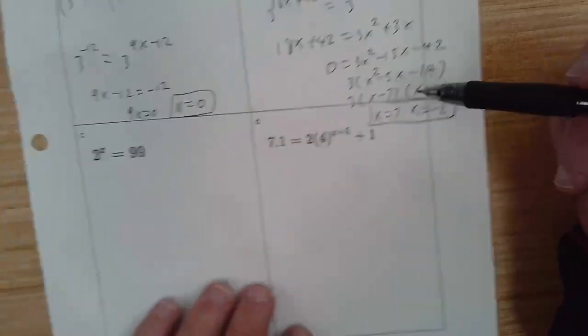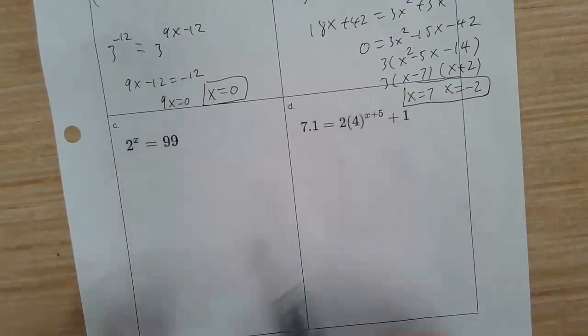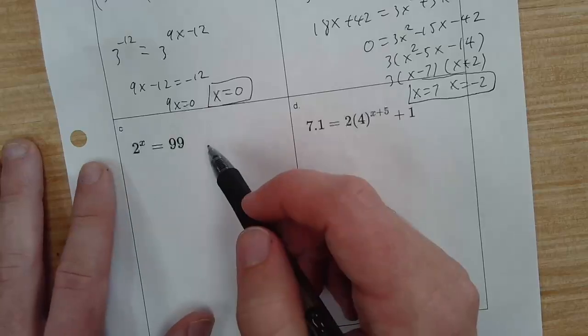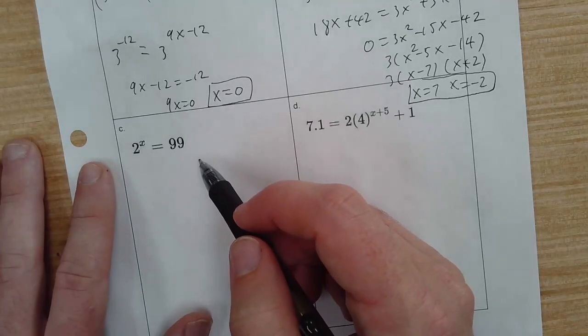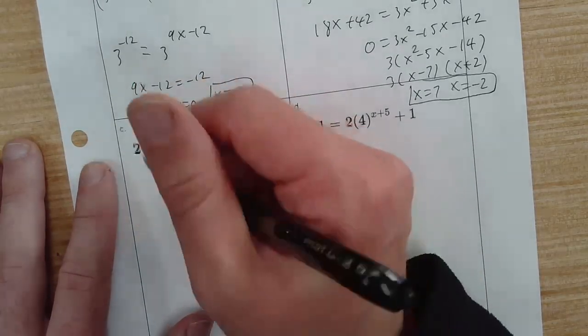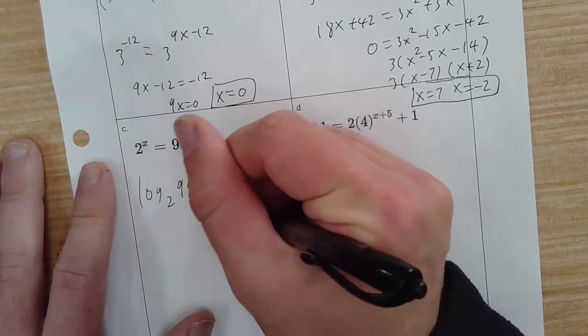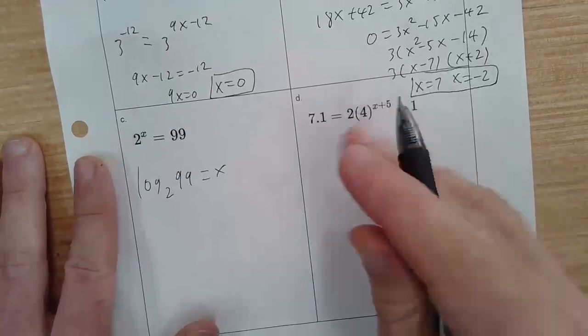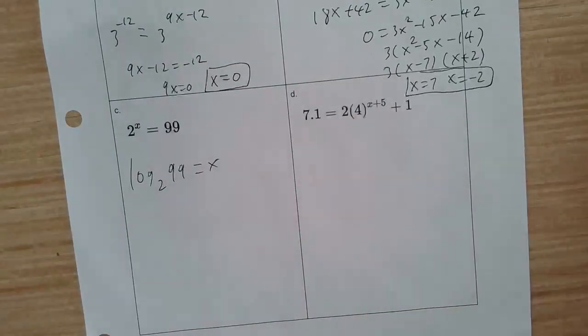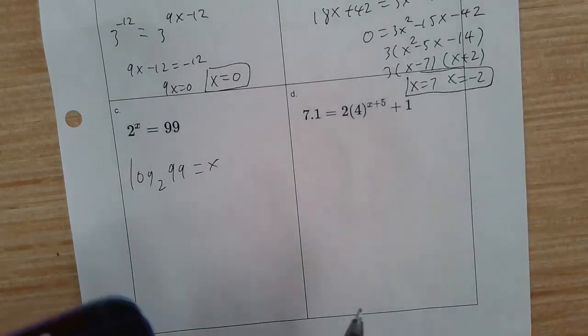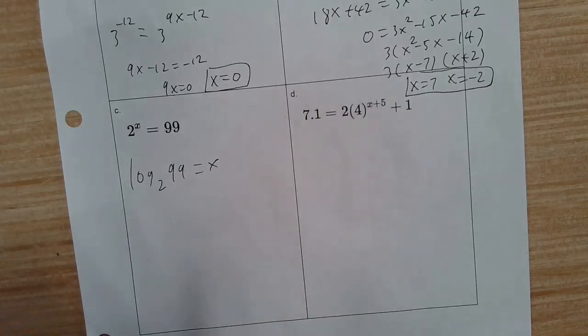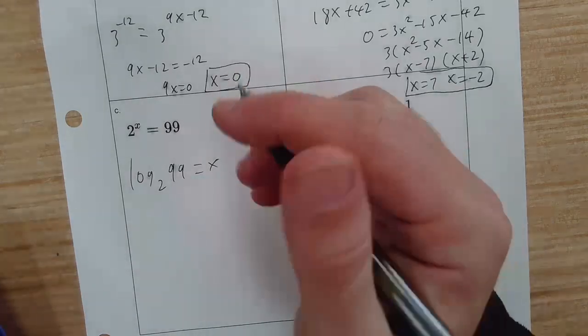Okay. All right, C here, so 2 to the x equals 99. This one's different because we cannot write these in the same base, so we're going to write them as a log. So this is the equivalent of saying log base 2 of 99 equals x. So if you were not given a calculator, you could leave it in this exact form. If you do have the calculator, you can plug this in, and you would get 6.63.